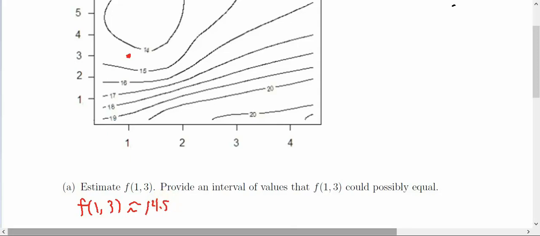That's a good estimate. But then it wants us to provide an interval. What are the possible values? Well, we know it can't be above 15, because it would have to come back down to 14 to be that. It can't be below 14. So it's got to be somewhere between. It can't be 15 or 14, or there'd be a contour line there. So it's somewhere between 14 and 15. That's the best we can say. Just eyeballing it, we don't know how it's changing. It may not be changing nicely, linearly from one to the next, but that would be about the best you could do.